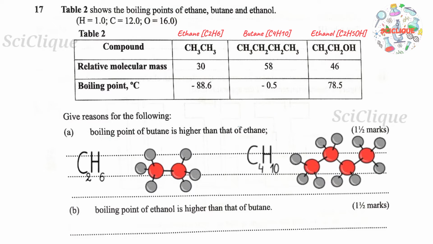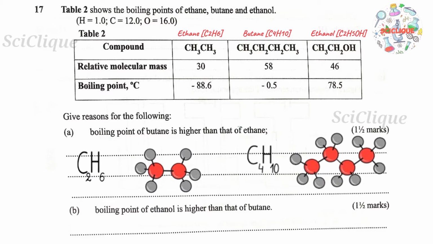But as from the boiling point, butane has a higher boiling point than ethane. So that means it has stronger bonds compared to ethane. So what could be the reason for this? The reason is tied to the molecular mass. Now, if we look at the molecular mass of ethane, it's lower than that of butane. So the reason for this is because ethane has fewer carbon atoms and therefore it has a lower molecular mass compared to butane. Now guys, what do we mean by a molecular mass?